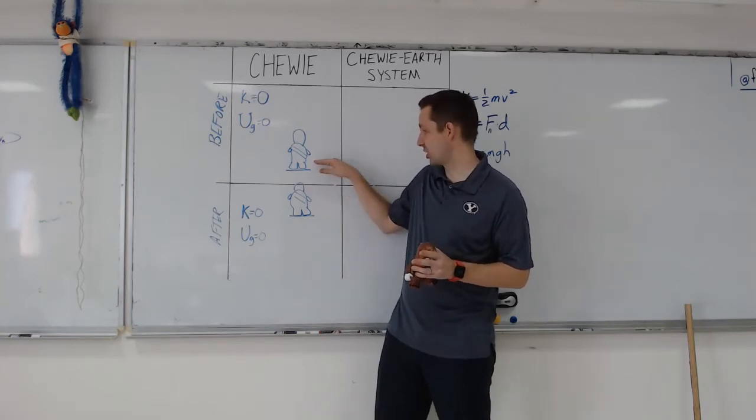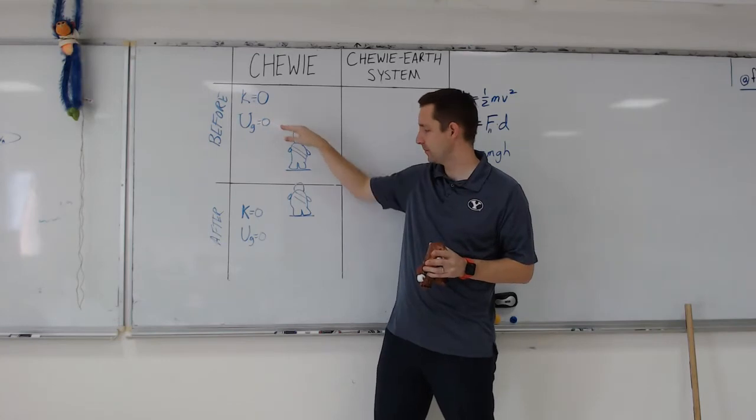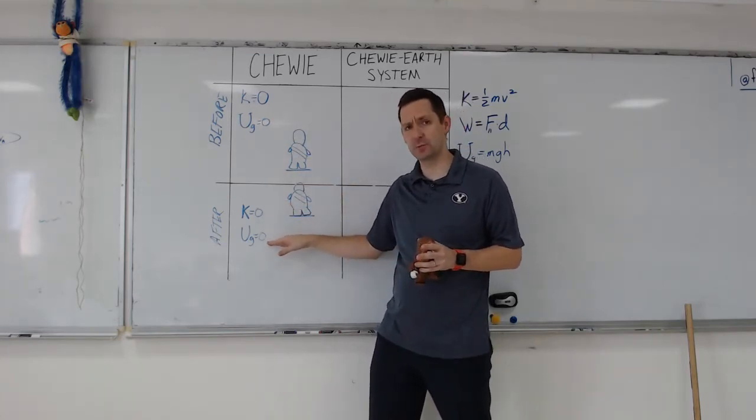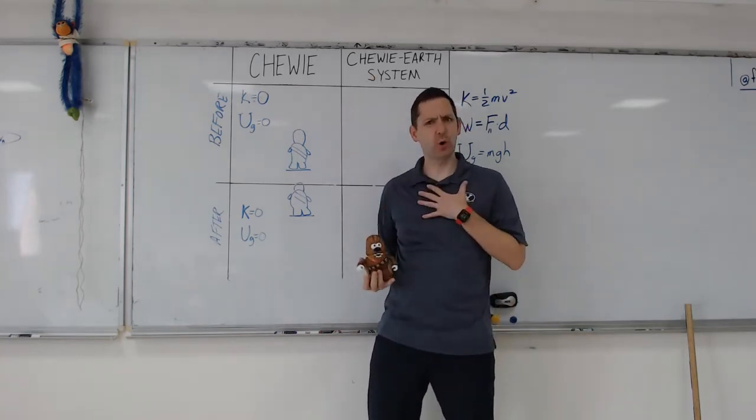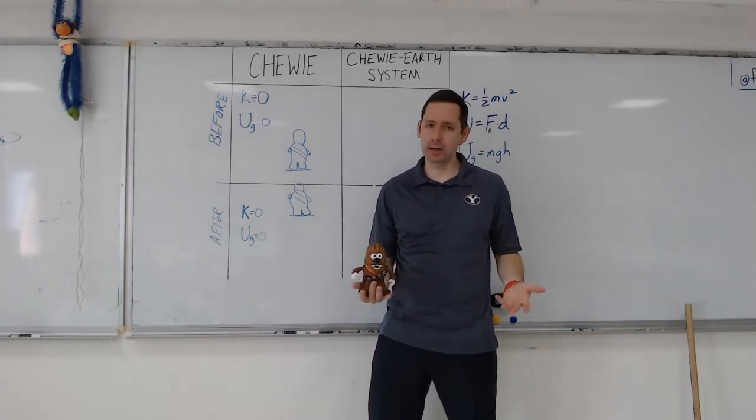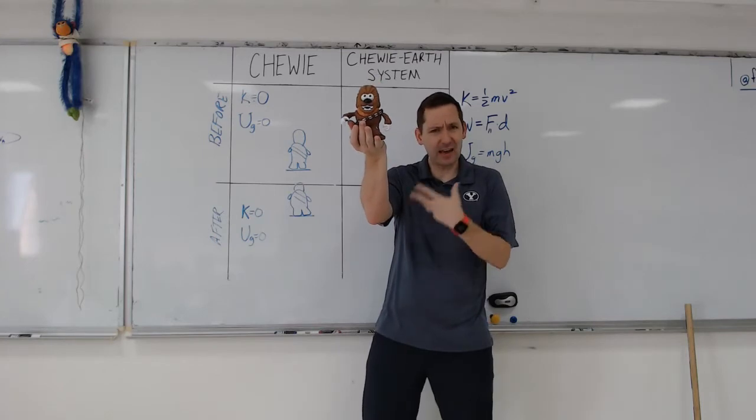We said that he starts down low. He had no kinetic, no gravitational. He ends up high. He has no kinetic energy, no gravitational potential energy. But didn't I do something in between? Didn't I do work? I wasn't just sitting here doing nothing. I mean, it wasn't a lot. It wasn't hard. But I did raise him up. Didn't I do something there? Didn't I accomplish something?